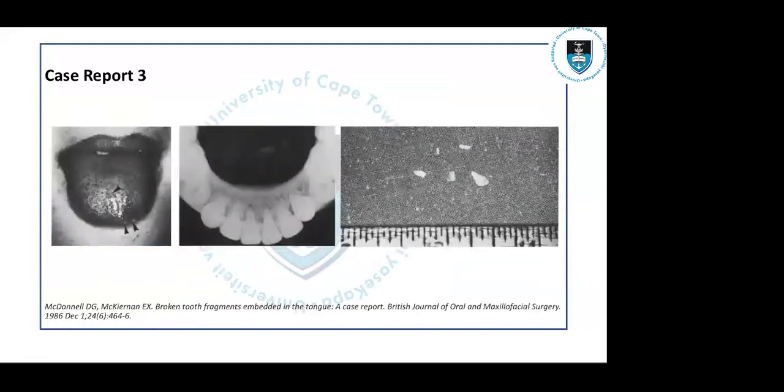Then we also have a case from Ireland of a 10-year-old girl who fell 9 days earlier, sustained 2 lacerations on her tongue, and fractured her incisor teeth. An X-ray was done, and 5 retained tooth fragments were removed under general anesthesia. Recovery was said to be uneventful.